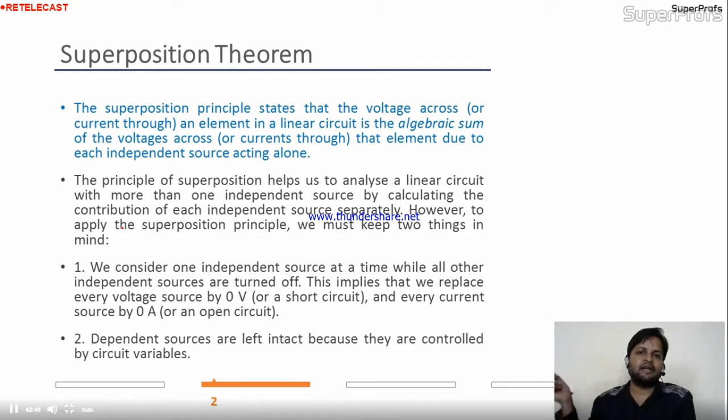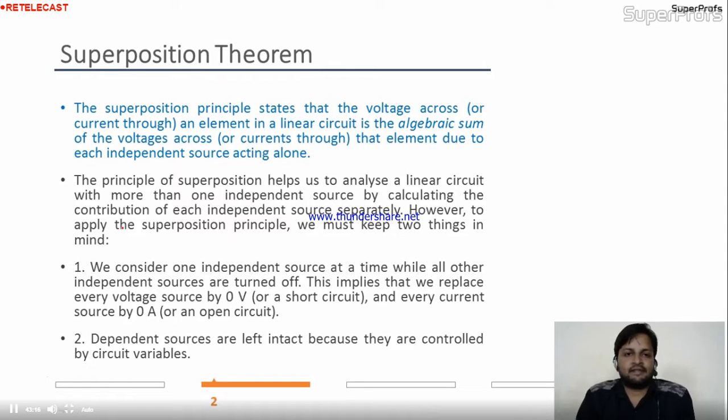In this principle, you are getting the money from individual sources, from individual persons, and now you are adding. The resultant money is the summation of all. This principle is nothing but the superposition principle. Similarly, in electrical circuits, we have the superposition theorem. This superposition theorem is based on the superposition principle only.